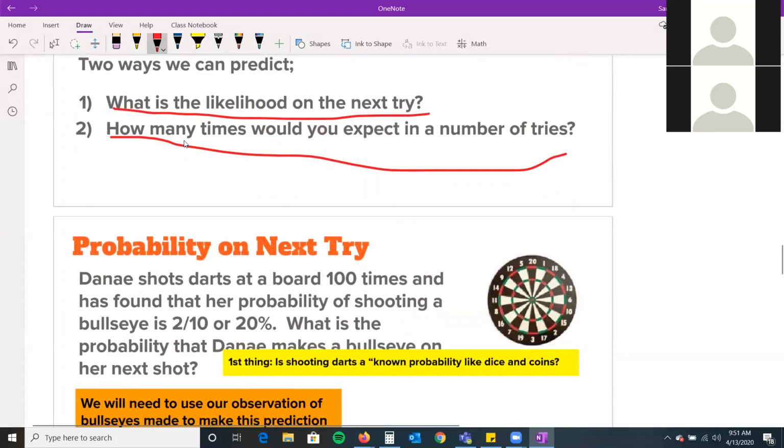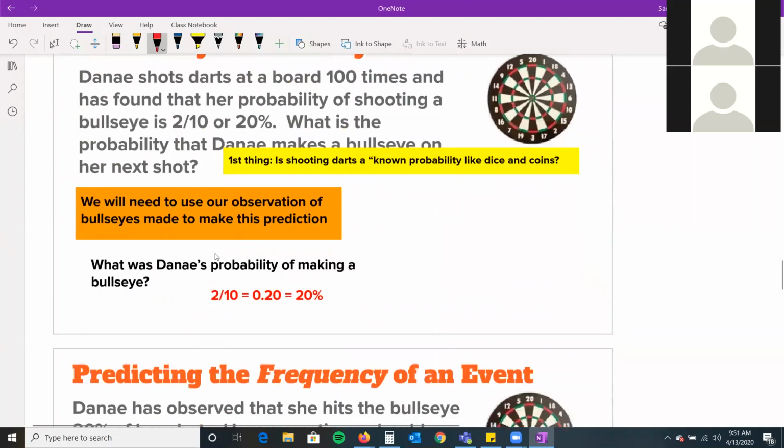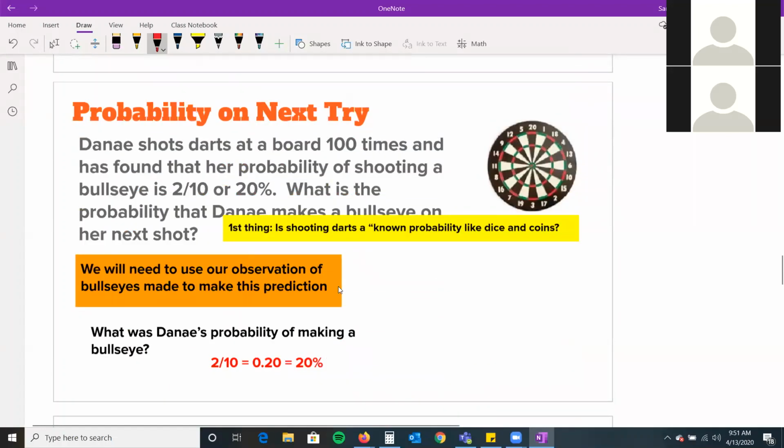Okay, it's a little crazy to underline that. It's a little bit better. All right, so probability on the next try. So head back to the slides now.